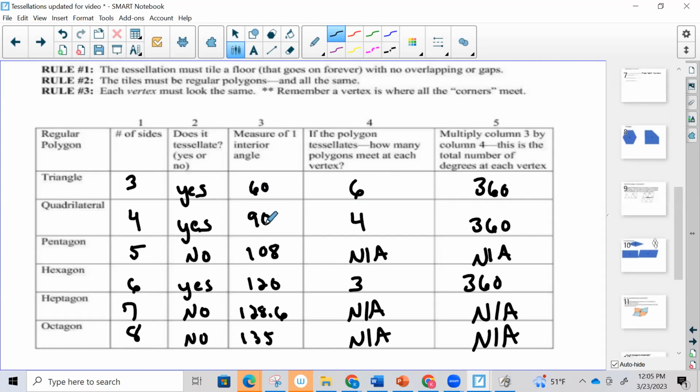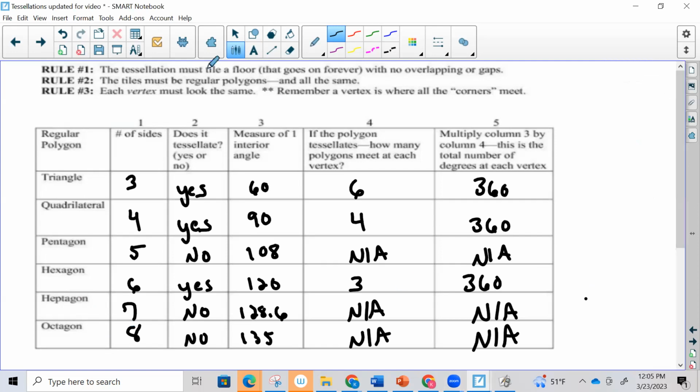And we should have found for a quadrilateral, there were 4 that matched. And if we did 90 times 4, we got 360. And for the hexagon, it was 120. And so we put 3 of those together because 3 times 120 is 360. So we found that those 3 shapes tessellate, but the other ones did not.